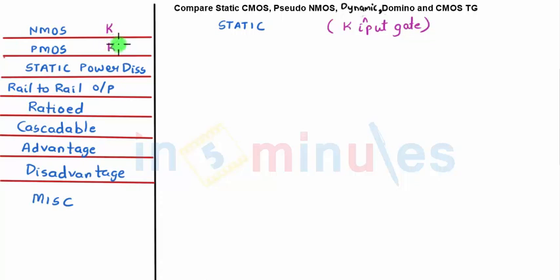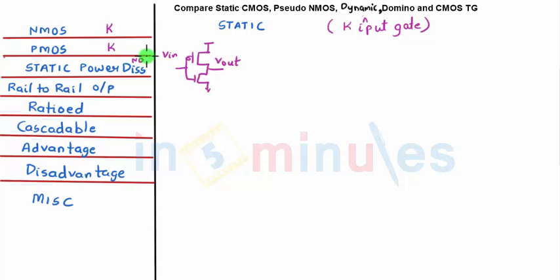Static power dissipation, we already derived that. You remember we studied the static inverter. At that point we derived and realized that the static power dissipation for a static CMOS inverter was equal to 0. So static power dissipation here is technically equal to 0. So no static power dissipation.